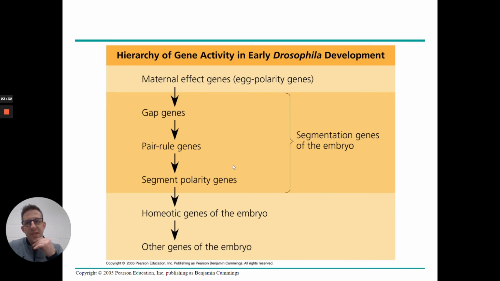So the gap genes are going to take the segments of the fly, which were starting to be set up by the maternal effect genes. It's going to take these segments of the body, and it's going to make sure that they're properly spaced.